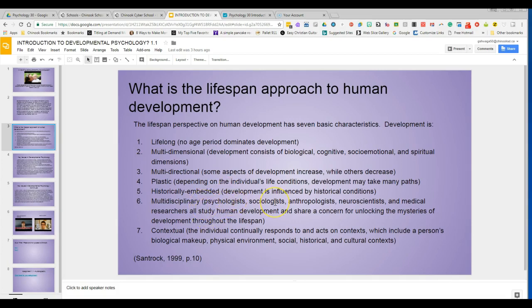Multidisciplinary, so psychologists, sociologists, anthropologists, all of these different areas study human development and share a concern for unlocking mysteries of development. And it's contextual, so that means context, the situation that you're in. And that continually evolves, it continually changes, and that acts on a person's biological makeup, their physical environment, social, and so on.